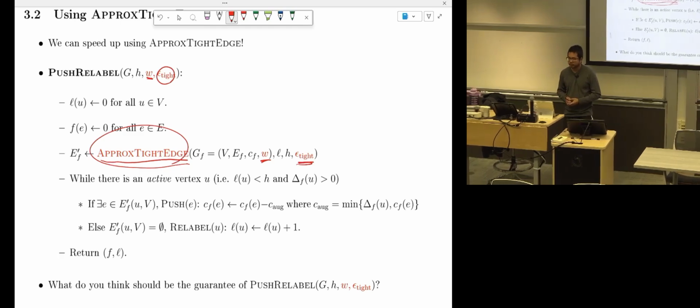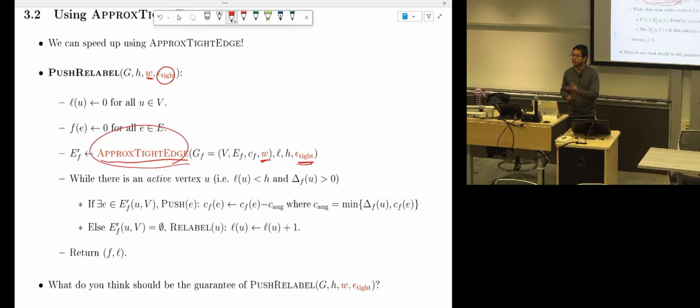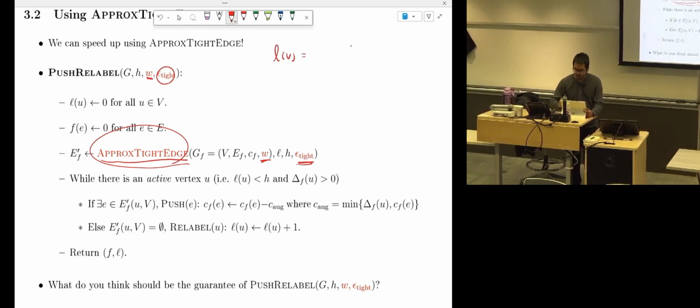Can we get a 1 plus epsilon approximation on the distance guarantees? Exactly. So why is that? First, what's the level of the vertex with excess at the end? It's H. We don't stop until it has level H. This is the case for all vertices with excess.